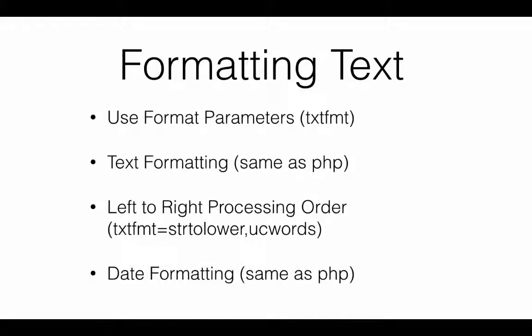Let's talk about formatting the text of a shortcode. So when it doesn't output HTML, but instead just outputs maybe a word or a combination of words, you can use the parameter or the attribute for the shortcode called text formatting. And it's just txt fmt.